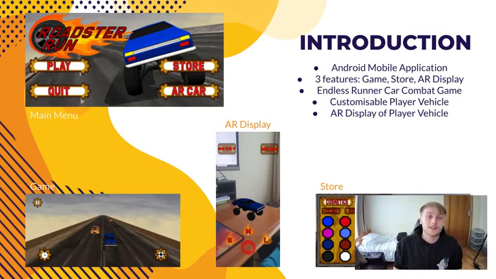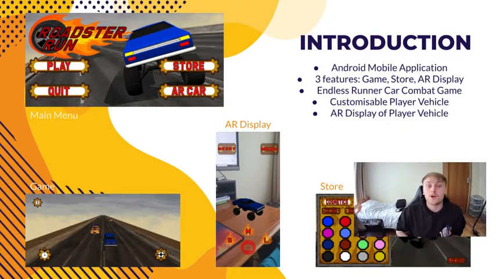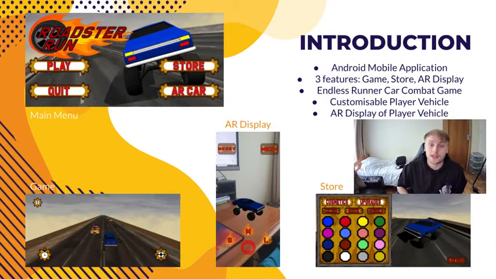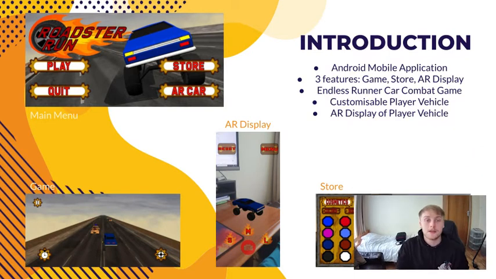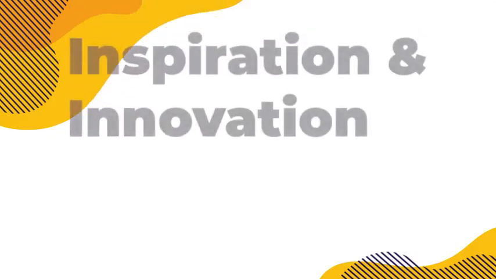The game features a player car driving down a procedurally generated road level while engaging with enemy vehicles in gun combat. The store feature is a way for the player to customize their vehicle that displays in all features of the application. Currently, the user is able to swap out the car body and paint color of their customizable vehicle. The AR card display feature allows the user to display their customized car into the real world. This also allows them to capture images of the car to be stored on the user's device.